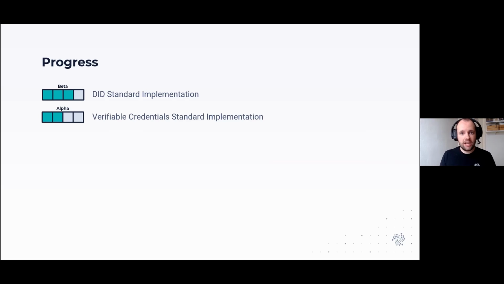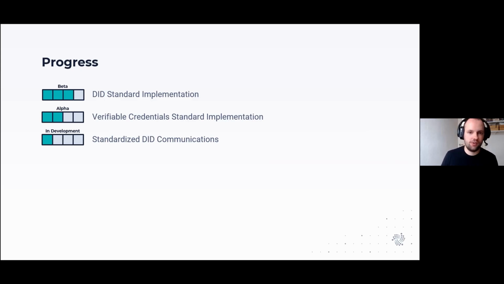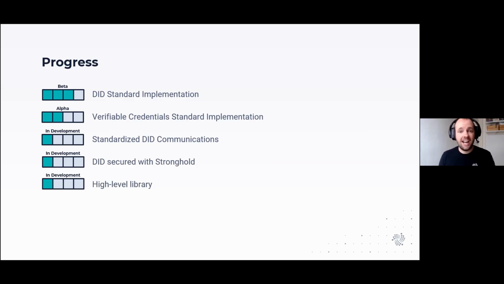But we're already looking further at how to improve the implementation of this identity to make it more useful for those that would like to use it, such as DID communications, on how to standardize how devices and people should interact in order to validate their identities. So how do I challenge someone to prove that they own an identity, or how do I present them with my personal information? All these messages will be standardized. The Stronghold integration is in development, and we're also providing a high-level library, which is basically a very easy version of the identity libraries to use.